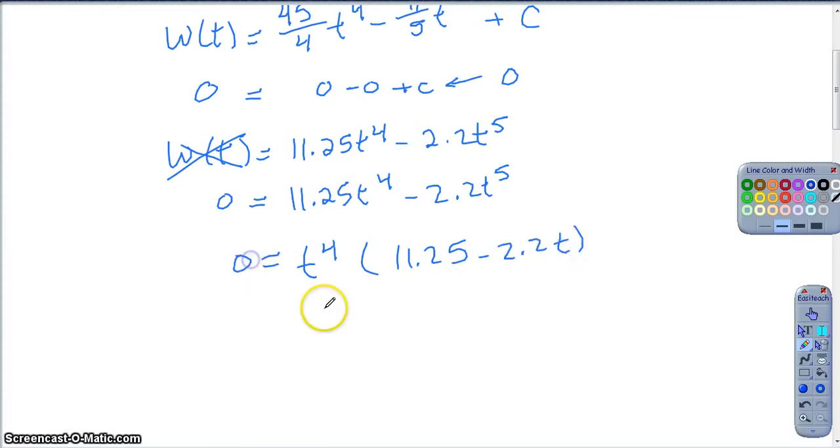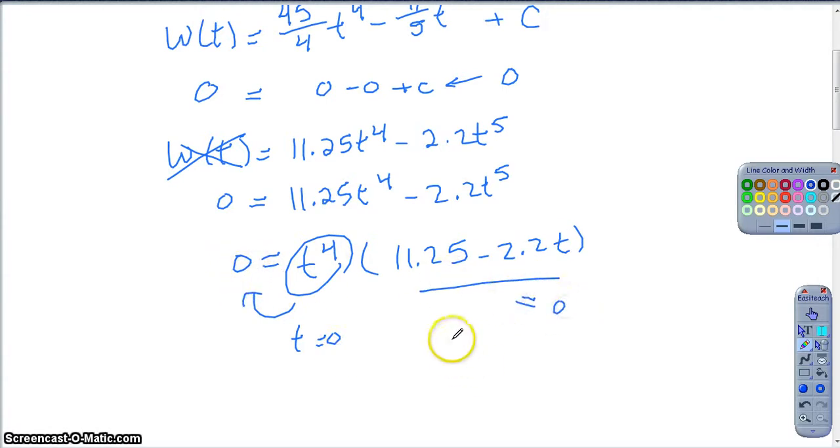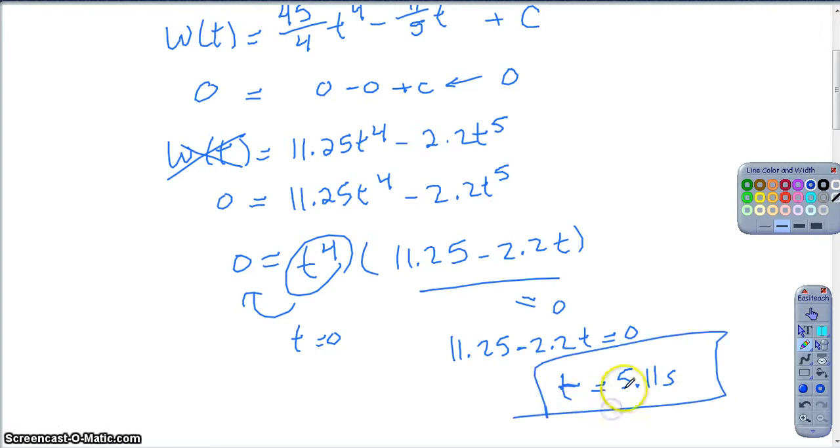And so where do the zeros occur? Well, 4 of my zeros occur at 0. I get t equals 0 four times from this. So 4 of the zeros happen when t equals 0. The other one is going to happen when this parenthesis is equal to 0. So 11.25 minus 2.2t, I just need to set that equal to 0 and solve it. So subtracting 11.25 over and dividing by 2.2, I get the time equals about 5.11 seconds. So again, the time equals 5.11 seconds. That's when it returns to rest once again.